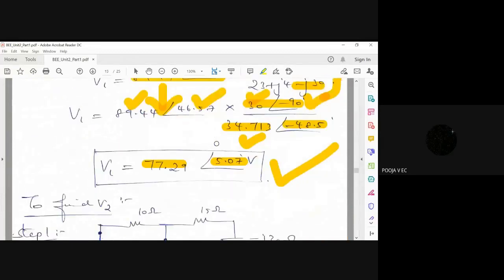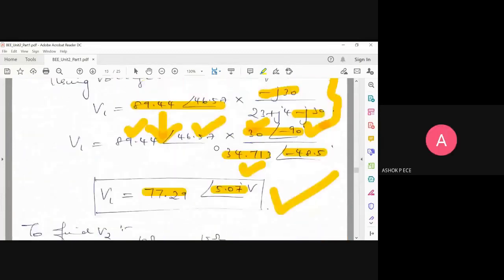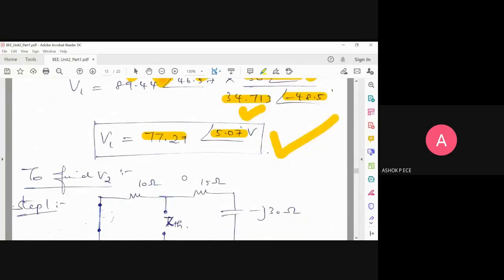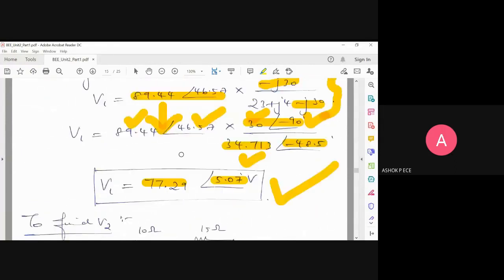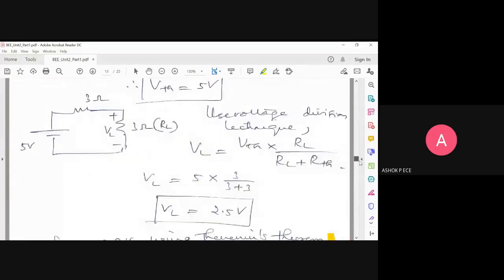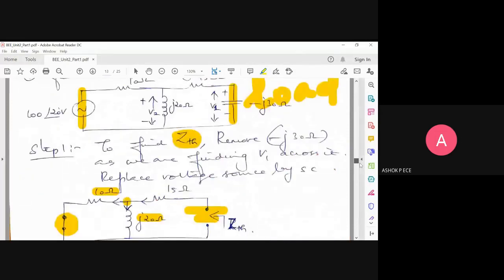Okay, sir. So is this clear, how to find it? We have found V1 using Thevenin's theorem. Now we are going to find V2 in the same way. V2 is the voltage across the inductor. So I'll show you the sum again. Yes, see here, V2 is the voltage across the inductor.